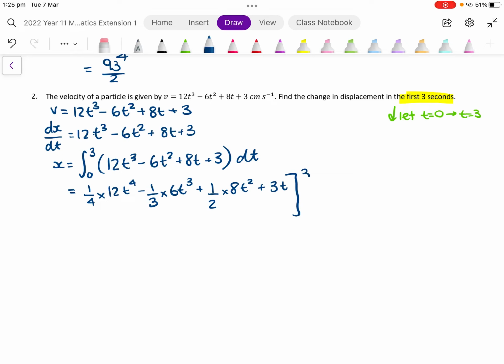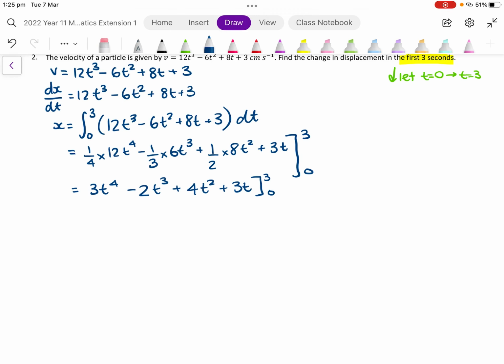We need our square brackets to show that we are going to be substituting in our values. Tidy this up a little bit and we get 3t to the power of 4 minus 2t to the power of 3 plus 4t squared plus 3t. 3 and 0 substituting in, and so now we must substitute in our 3 and our 0. So this will equal 3 lots of 3 to the power of 4 minus 2 lots of 3 cubed plus 4 lots of 3 squared plus 3 lots of 3 minus, now we must show our substitution of 0.